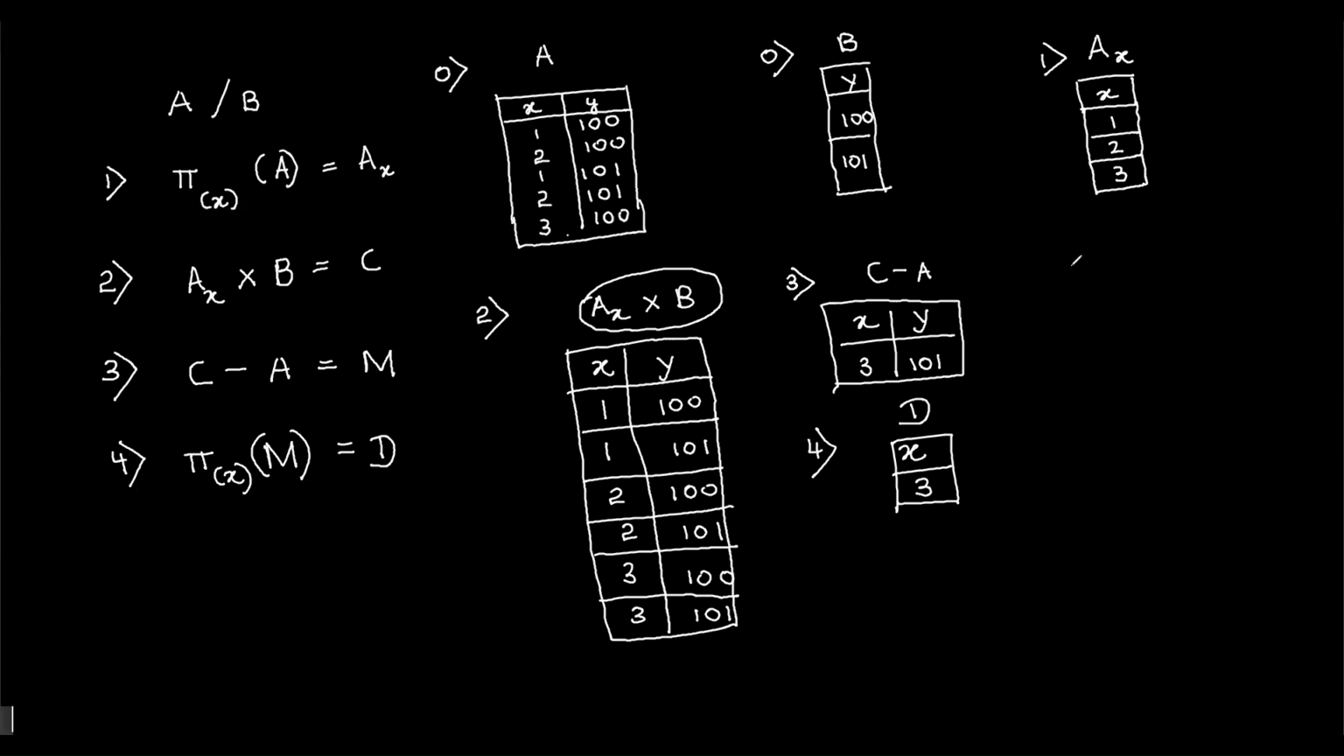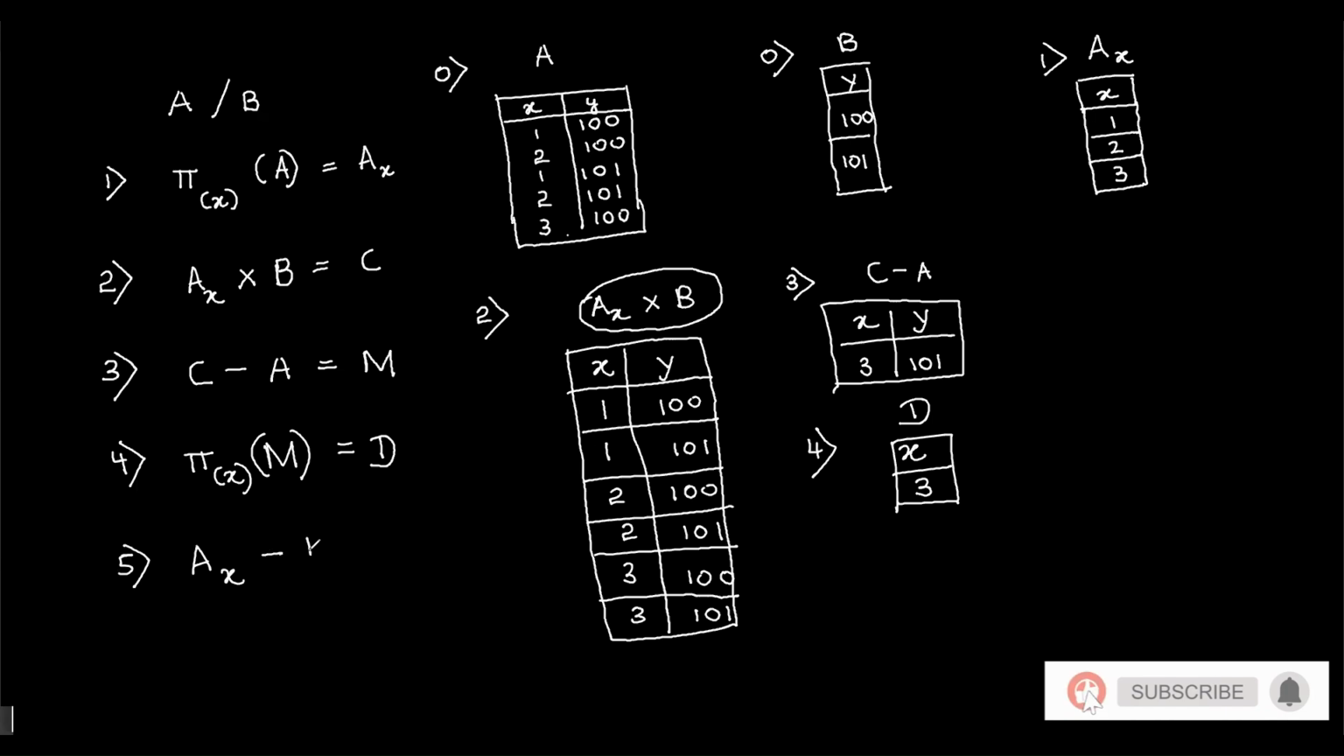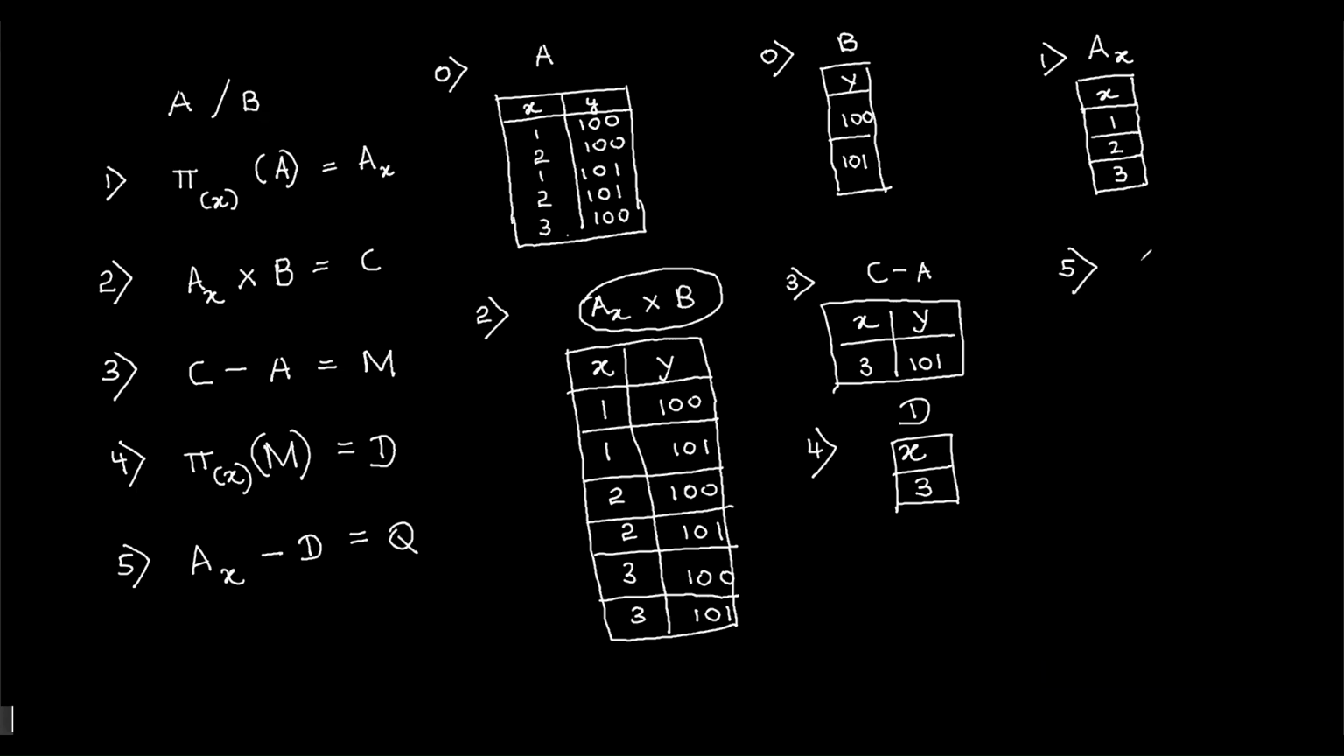Now we can do the set difference again and find out what the qualified values are. From AX, we are going to minus the disqualified values to find the qualified values. So the fifth step will be AX minus D, which is Q, which will give us X, 1 and 2. So the final output of A divided by B will be equal to Q.